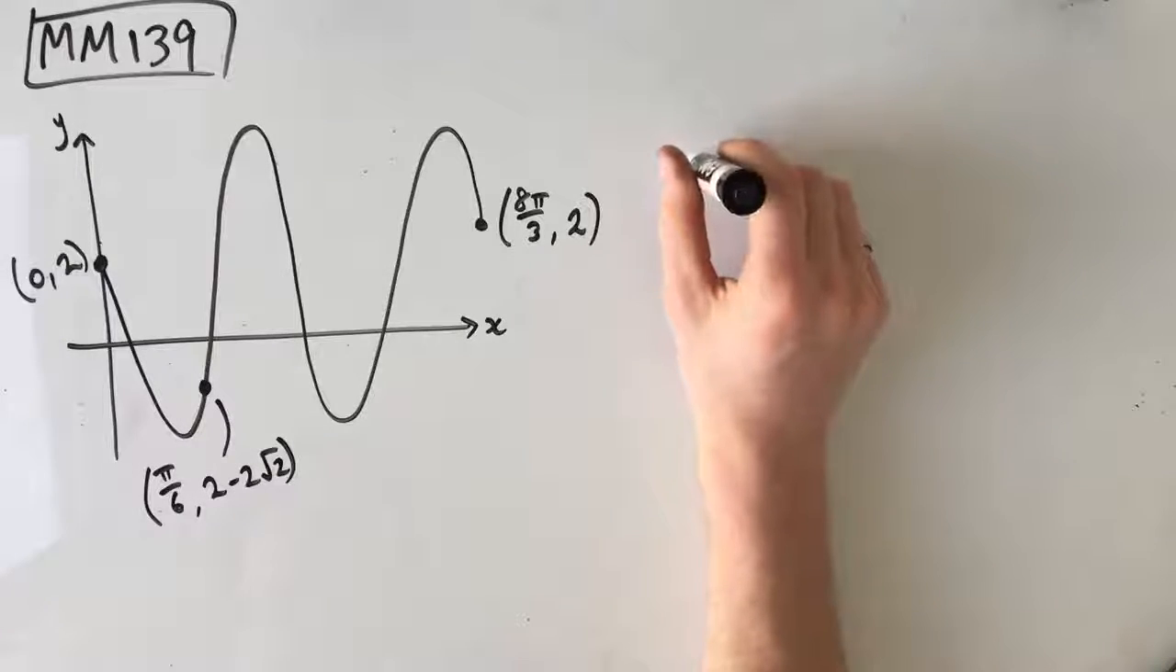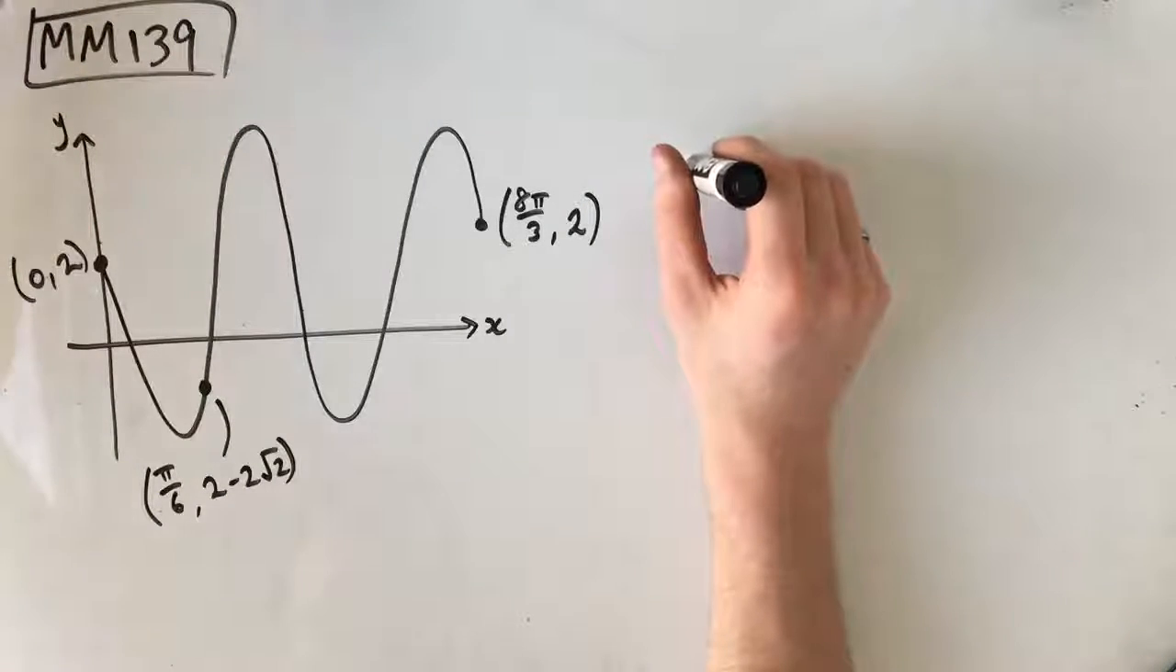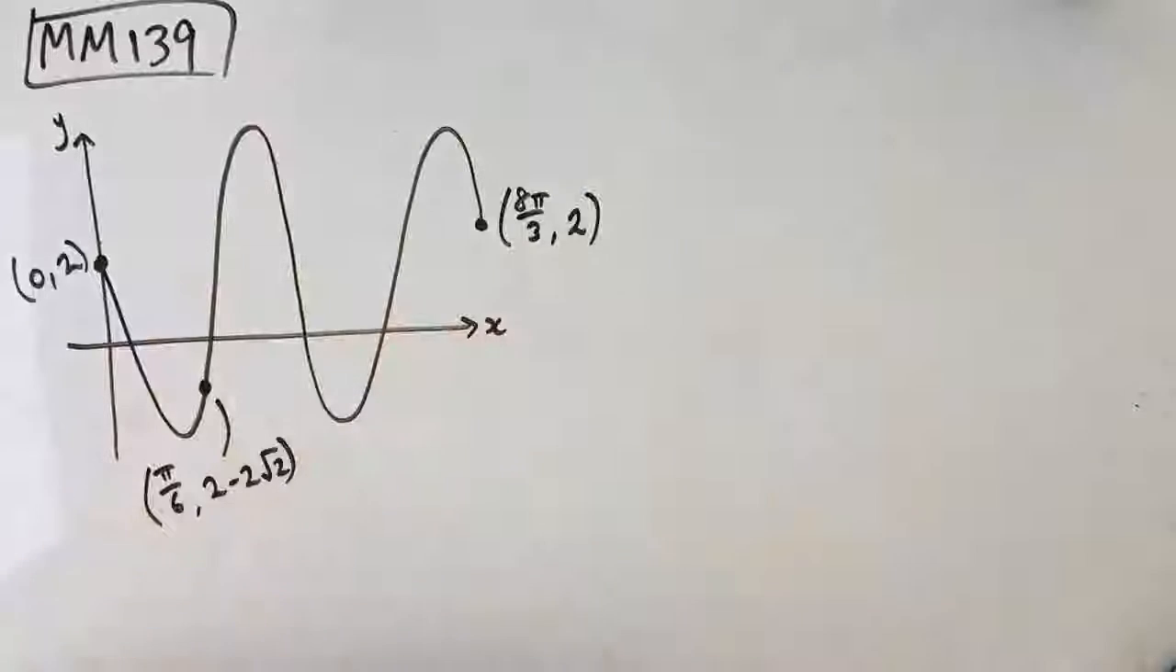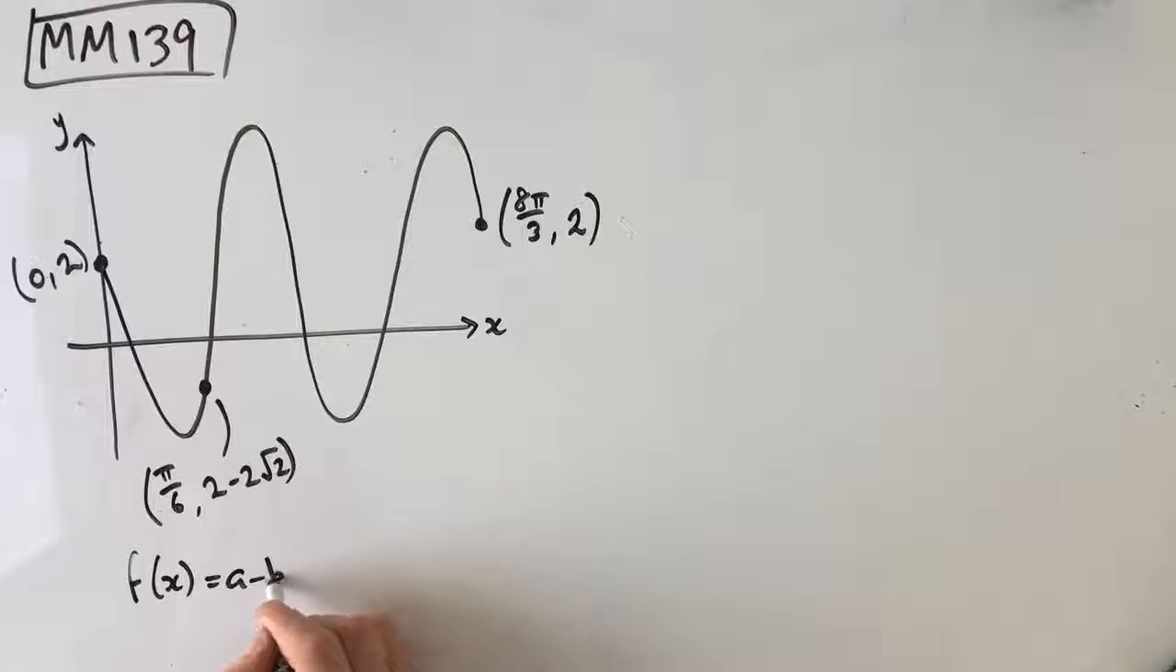Here in this question we've got a graph and we need to figure out what the equation for it is. Or rather, we actually need to find the values of a, b and c. So we've got f of x equals a take b sine of cx, where a, b and c are positive real numbers. Find the values of a, b and c if the minimum occurs at f of x equals -2 and the graph passes through pi on 6, 2 take 2 root 2.